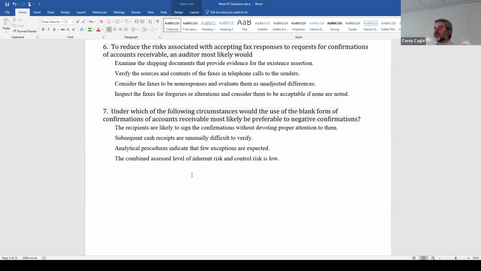A says the recipients are likely to sign the confirmations without devoting proper attention to them. Well, that would definitely be a scenario where the blank form would be preferable to any other form of confirmation. If we don't think they're going to devote proper attention to them, we want to make them actually fill it in so we can determine that they did actually give it proper attention, right? So A is it. If we think that, we're going to make them do a little more work to complete it.